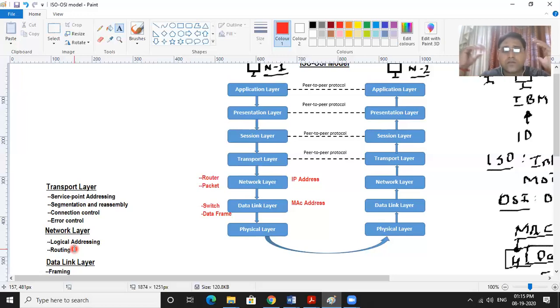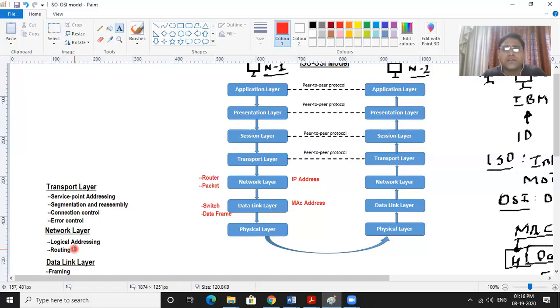Because there are so many networks in the world, and all the networks must be having one router, because without a router they cannot connect to the internet or to other networks. The router is imperative, mandatory here. So that is why router shares its routing table.